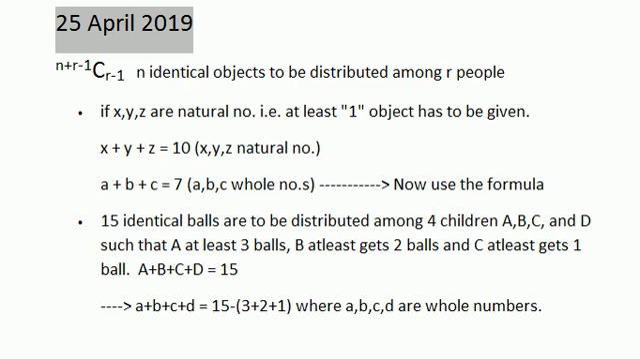So that becomes exactly what our formula was made for, isn't it? So now apply the formula in the equation a plus b plus c plus d equal to 9. So the answer will be 9 plus 4 minus 1 C 4 minus 1, that is 12C3. So this is all for this video.